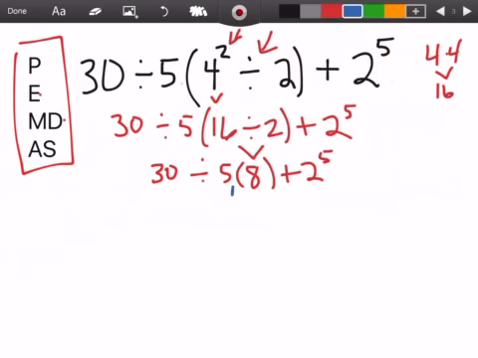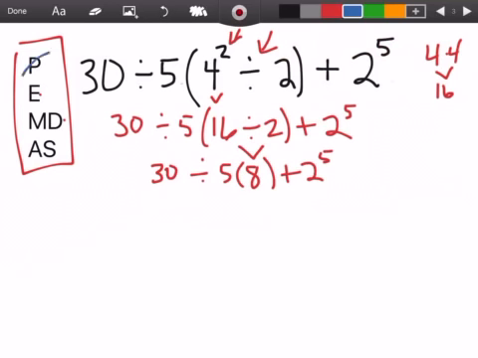Everyone see that right there? The 5 is touching the parentheses. And that is super important. It actually means multiply. So when a number touches the outside of the parentheses, it means multiply. You might want to write that down. All right. Now we move on to our next step.